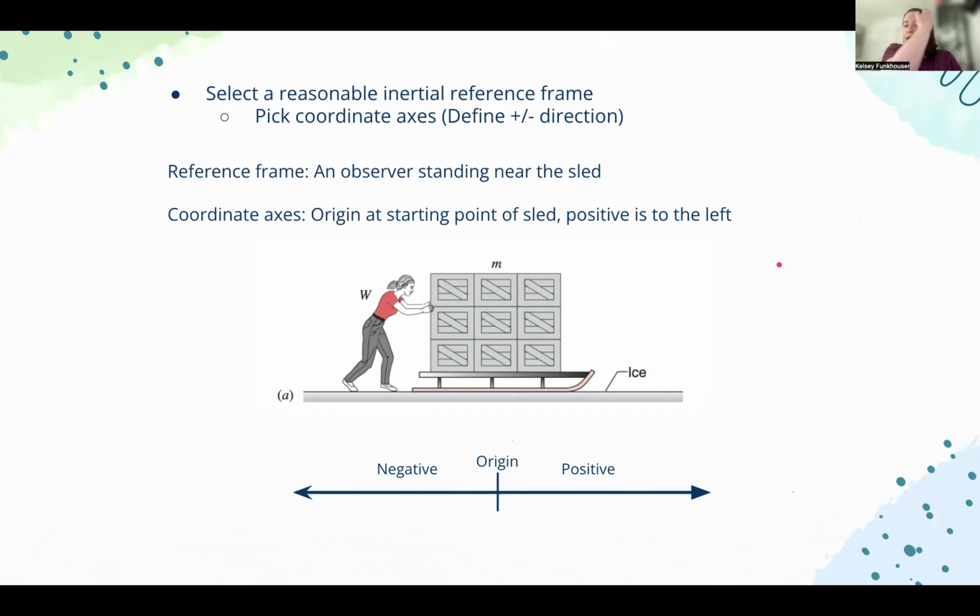Next up is our coordinate axes. We'll just set the origin to be where the sled starts, so our origin is the initial position here. This means that if we're writing our knowns and unknowns, we can say the initial x position is 0. And then positive again is to the right and negative is to the left.